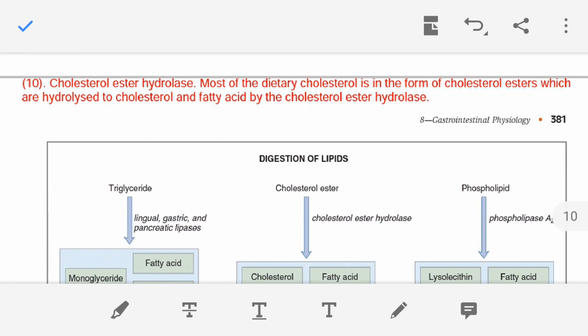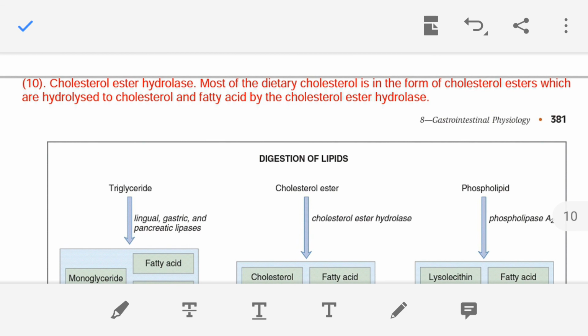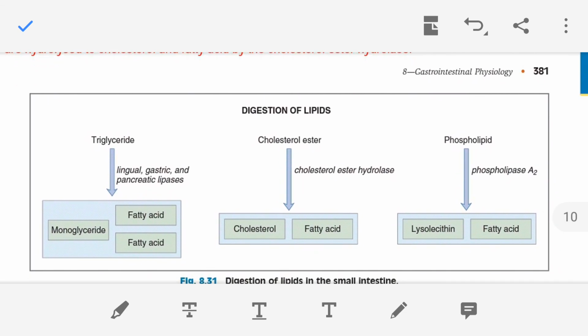Now in the 10th point, enzyme cholesterol ester hydrolase. Now the cholesterol which is present in our food, the dietary cholesterol, is in the form of cholesterol esters, and this cholesterol esters are hydrolyzed to cholesterol and fatty acid by the action of enzyme cholesterol ester hydrolase.